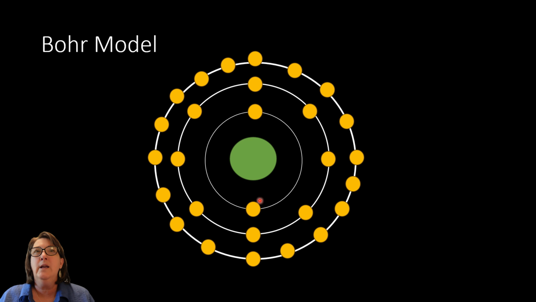On this first ring, I can only add 2. If I have to do more than 2, I have to jump to this second ring. Once this second ring is full of 8, I can't add any more. I have to jump here to the third ring, and I have to fill up this third ring. So once a ring is full, I have to move to the next one.